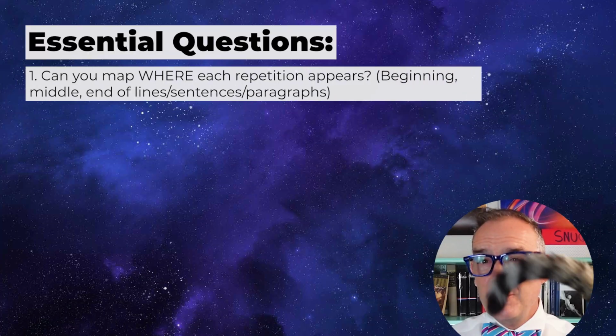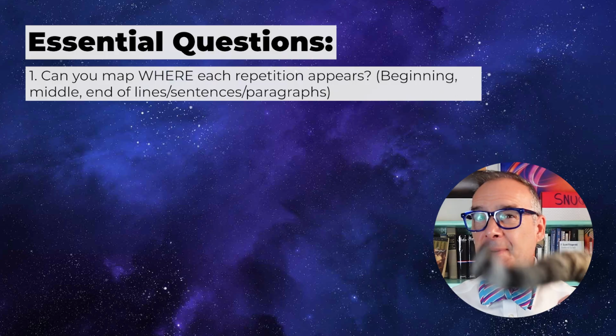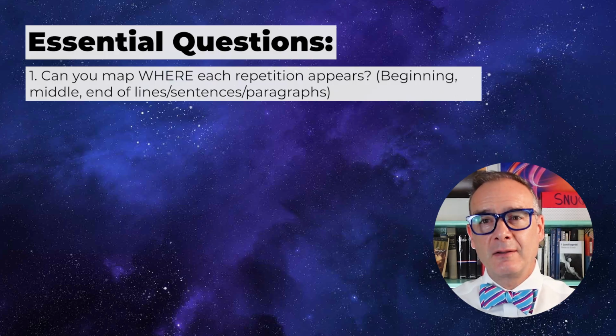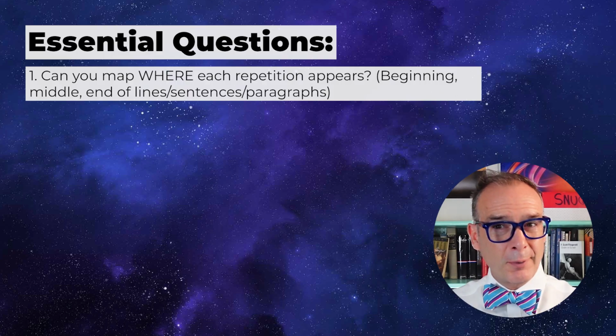Now, I told you that repetition was the easiest thing to identify, but it's not the easiest thing to write about. Before you decide you're going to write about repetition, you should ask yourself some questions. 1. Can you map where each instance of repetition appears? Is it at the beginning, the middle, the end of lines, sentences or paragraphs? Is it scattered throughout the poem, or is it all bunched up in one particular spot?